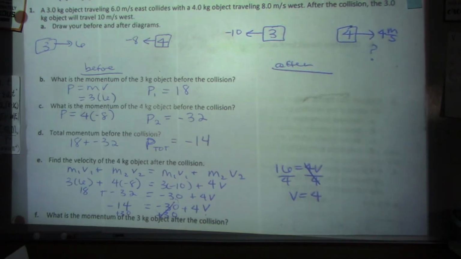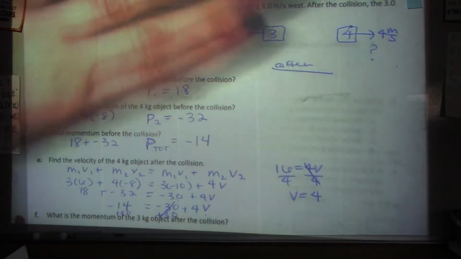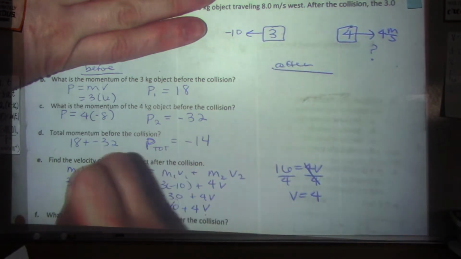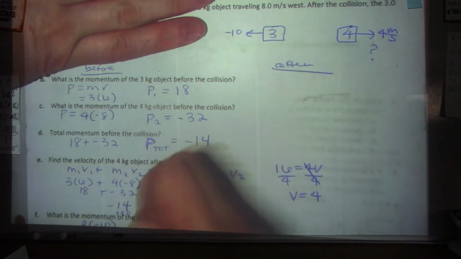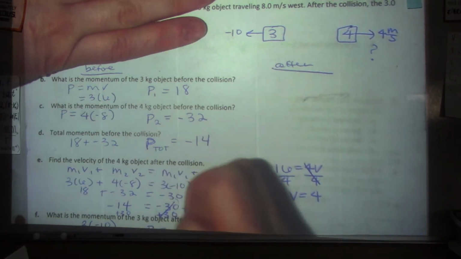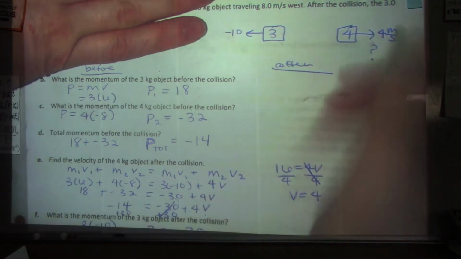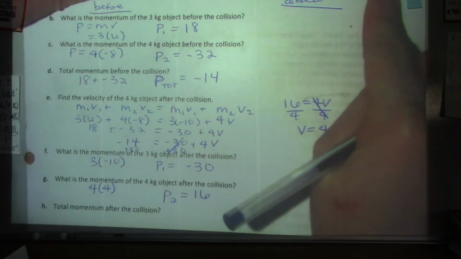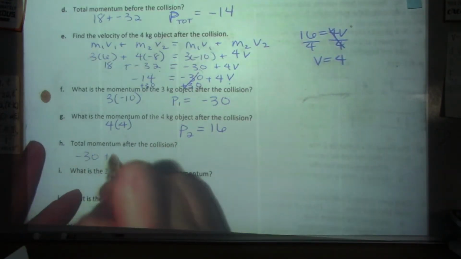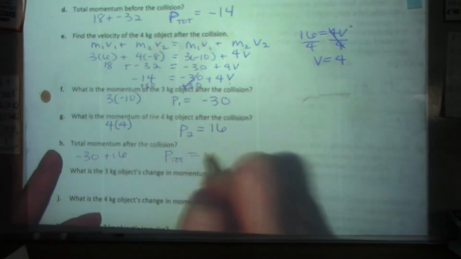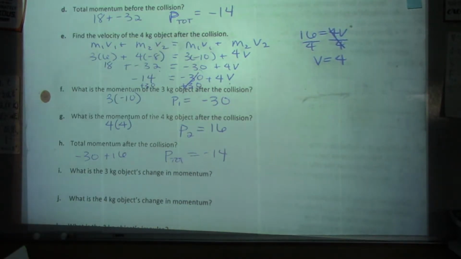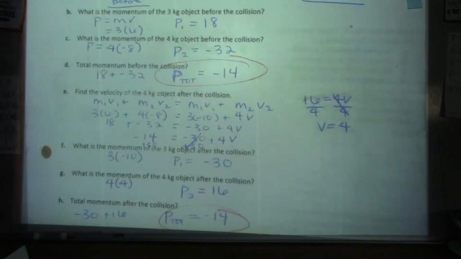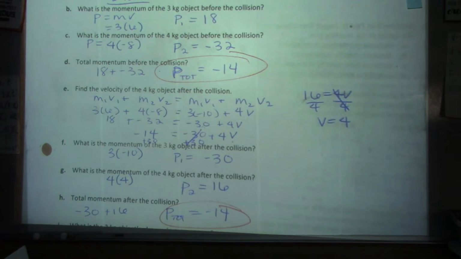Momentum of the 3 kilogram after, so now we're looking at the after. Still mass times velocity, but now I have a new velocity of negative 10, so the momentum of the 3 kilogram after is negative 30. Mass times new velocity of 4 gives me momentum of 16, positive because it is to the right. And then total momentum after is the two of these together, and that gives me P total is negative 14. You'll notice the total momentum after and the total momentum before are the same. That's good because total momentum has to stay the same because it is conserved.